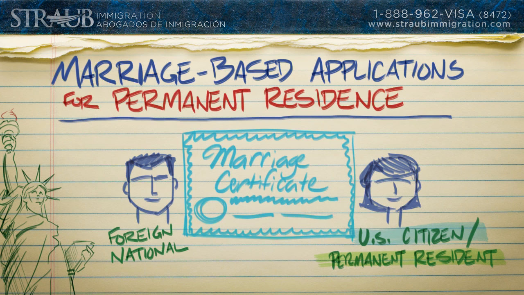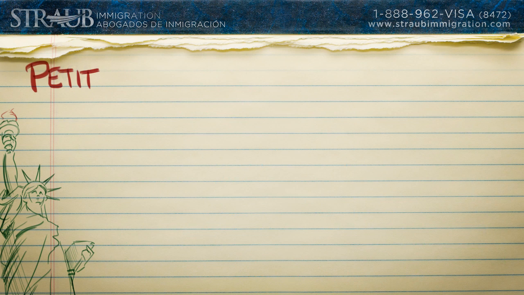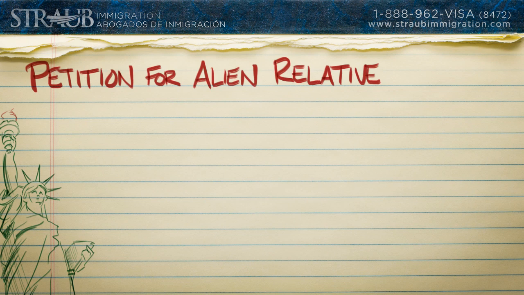And we're not going to get into that in great detail today because this is an introductory video. But if you're a lawful permanent resident filing for your spouse, there are only a certain number of visas that are available each year. Whereas if you are a U.S. citizen applying for your spouse, it's unlimited. So when you're filing for your spouse, the process starts in the same way with a form called a petition for alien relative, or what we call in the immigration field an I-130.